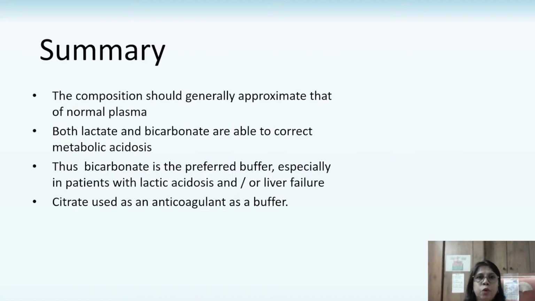I hope you have enjoyed this lesson on the fluids which are used in the management of CRRT and how we can modify these fluids. We must remember at the end that both lactate and bicarbonate can be used as buffers, although bicarbonate is the preferred buffer today in CRRT. We must also remember that citrate is not just an anticoagulant but also acts as a buffer during CRRT. And with this, we will see you in the next session on how to manage the dose and the prescription of CRRT. See you there.